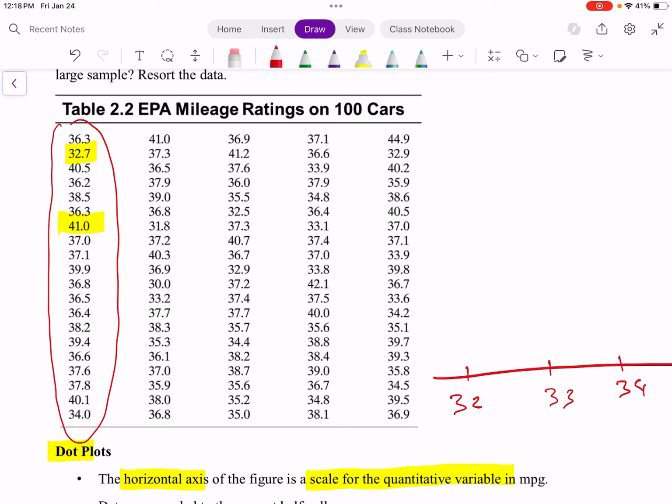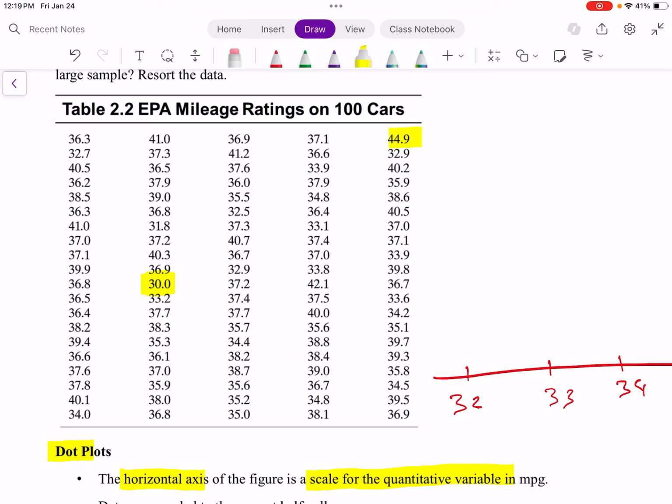How the measurements are spread? How far they are from each other? Is it too far from each other? If we look at the smallest measurement, it is 32.7. Oh, no, I think it's 30 point something, right? The smallest measurement should be 30 somewhere. Yes. So the smallest is 30 and the largest measurement is 44.9.